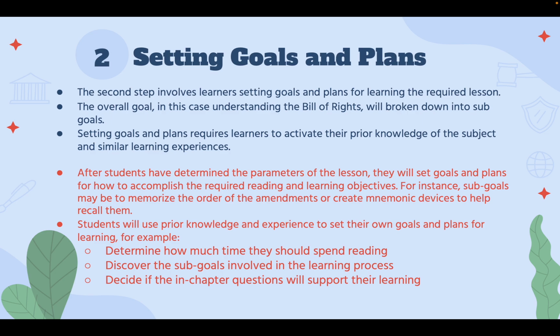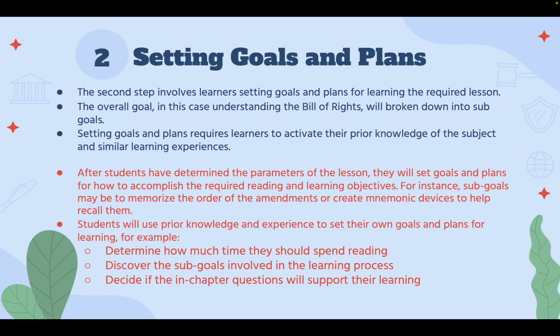This second step involves setting goals and plans for the required lesson. The overall goal, in this case understanding the Bill of Rights, will be broken down into several sub-goals. Setting these goals and plans will require learners to activate their prior knowledge of not only the subject, but of their prior learning experiences. After students have determined the parameters of the lesson, it's time to set goals and plans. For instance, sub-goals may be to memorize the order of amendments or to create mnemonic devices to help recall them.